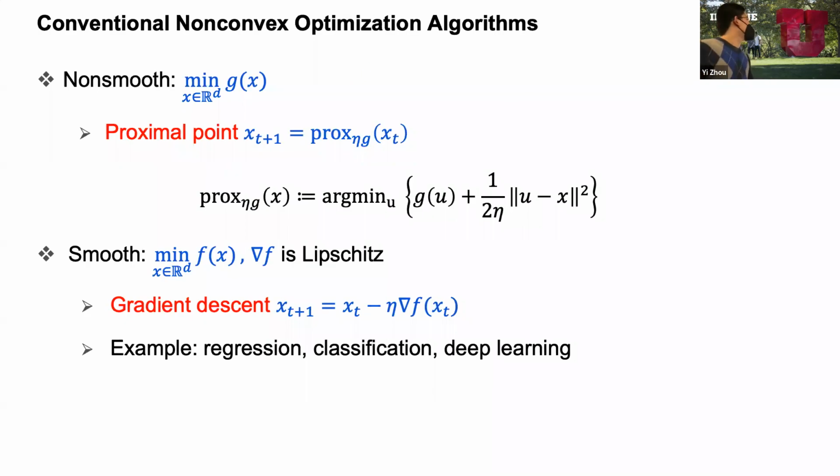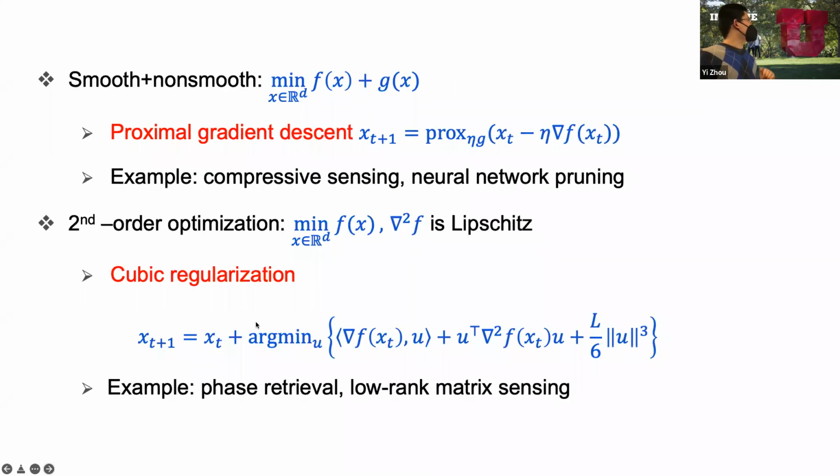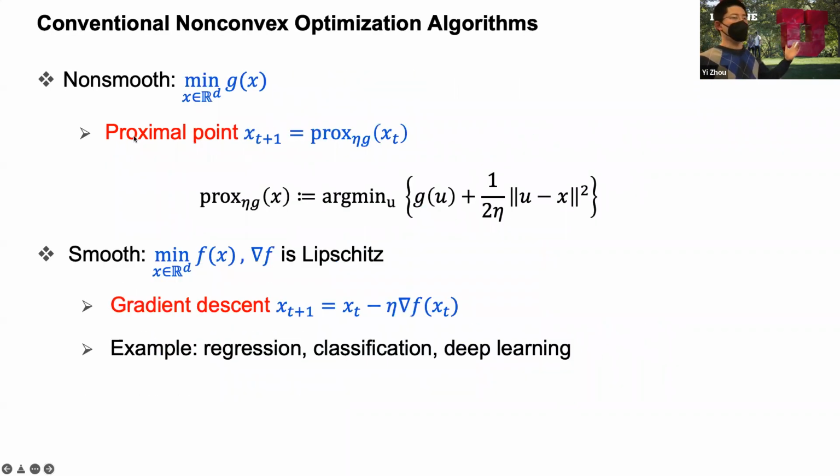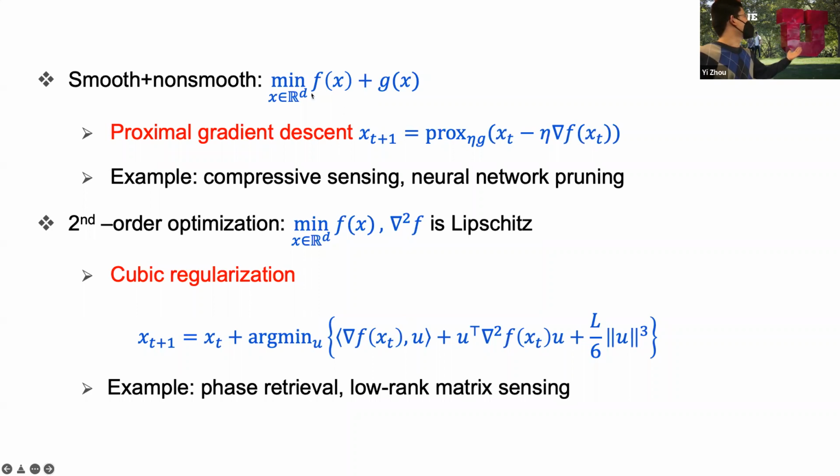In the following 2 slides, here's one slide and this is another slide, I listed 4 different classic minimization algorithms. They are developed for solving different classes of minimization problems, and they look somewhat different. For example, we have the proximal point algorithm for solving non-smooth minimization. Gradient descent, a very well-known algorithm for solving differentiable minimization problems. Proximal gradient for solving composite minimization problems, and cubic regularization for solving higher order minimization problems.